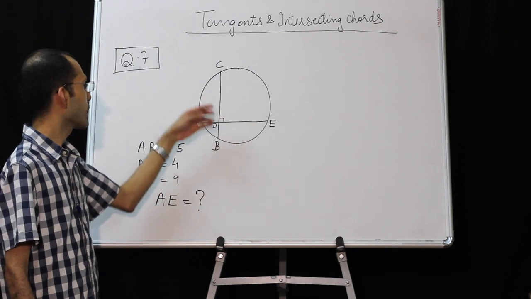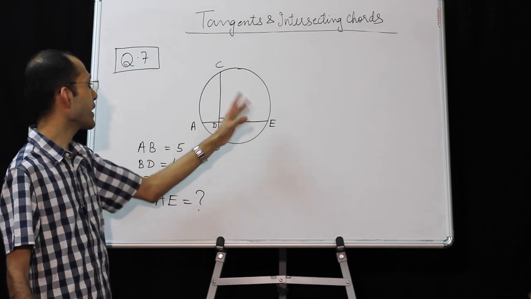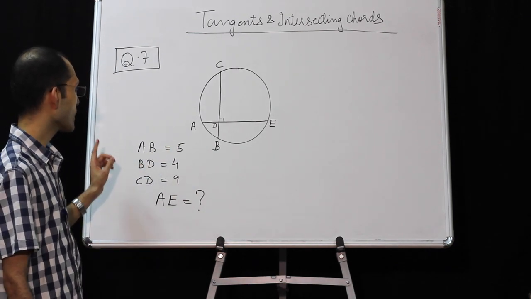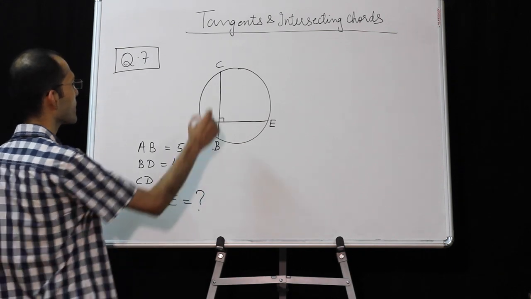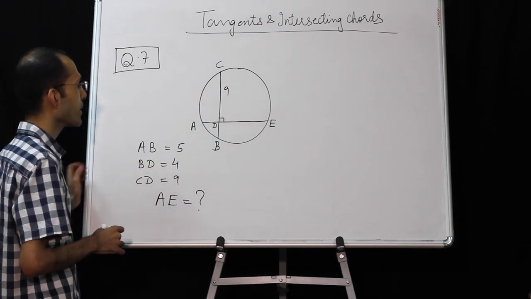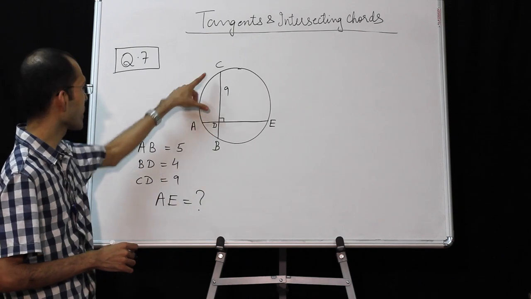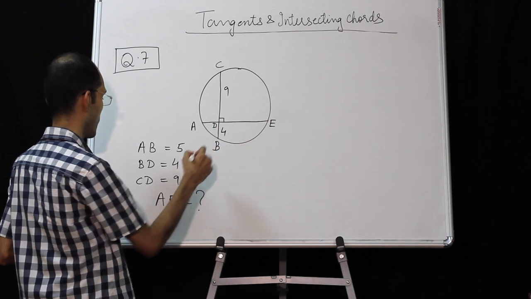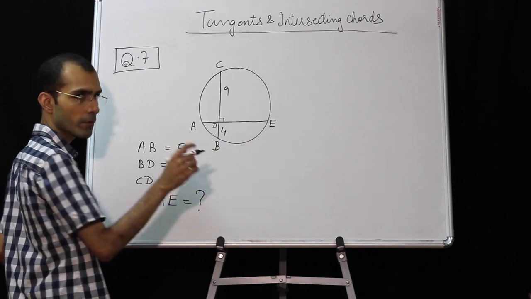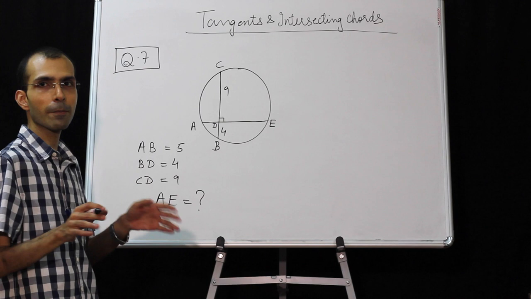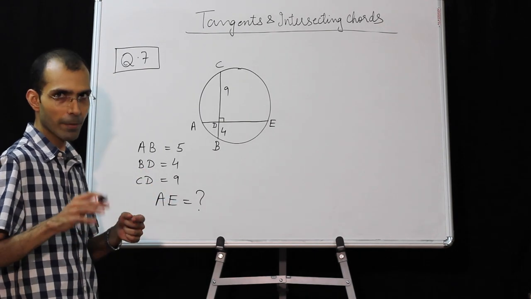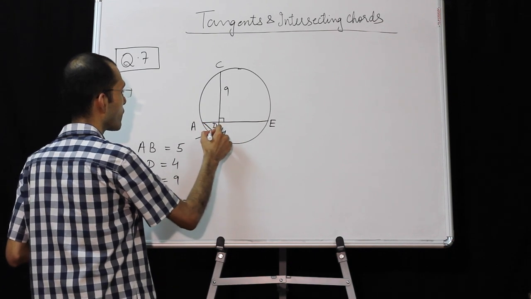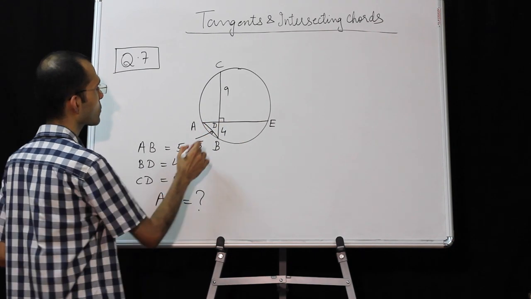In the circle, the data says CB and AE are the two chords. AB is 5, BD is 4, CD is 9. So CD is 9, so we will mark it 9. Be careful, the full thing is not 9, only CD is 9. BD is 4, AB is 5. So it is not arc AB. If they want to say arc AB, then they will specify arc AB. So this would be 5. We are supposed to find AE.